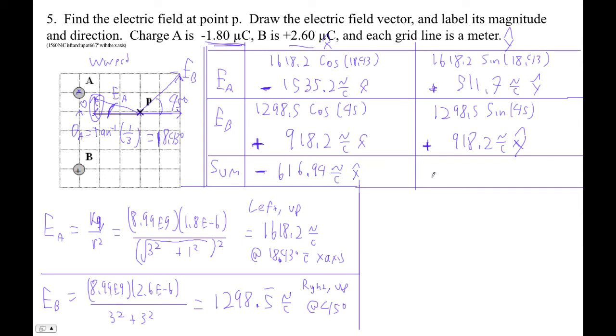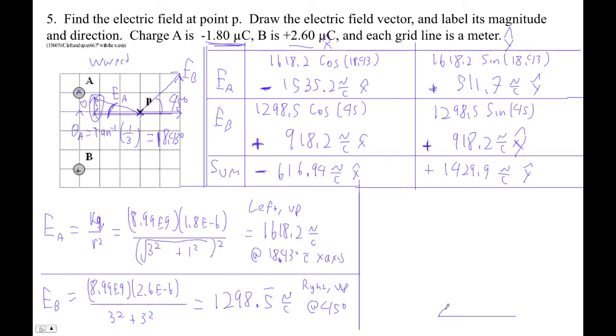Okay. And then for the y, if I add these up, a little bit of that 511 guy plus the 918 guy, that's 1429.9. And that's positive as well, and that's newtons per coulomb in the y direction. Now let's see if I can draw this. It's to the left and up, okay? And it's up more than twice as far as it goes left, right?